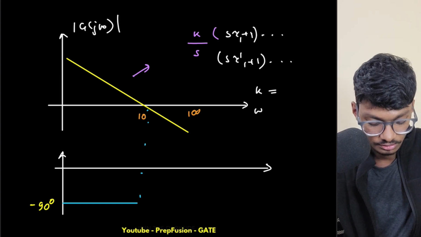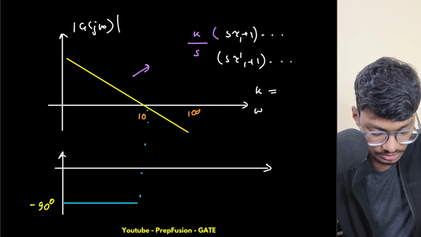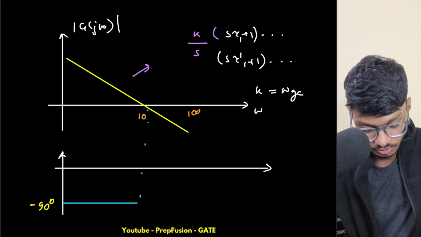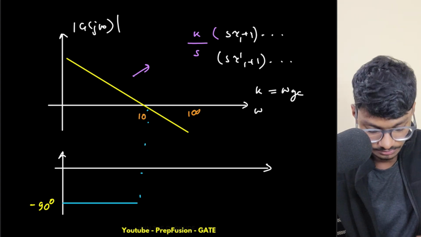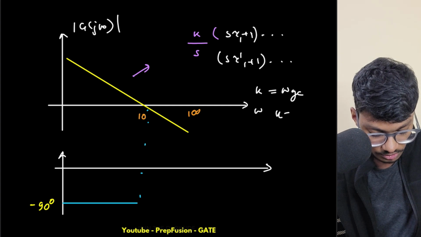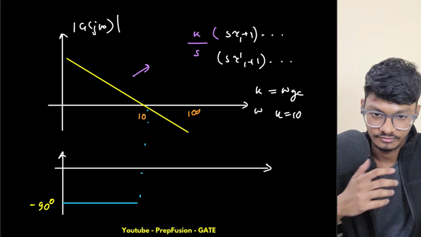If we recall the formula very well, fine, I will show you without the formula as well. So what is without the formula? This is equal to omega gc. Basically k equals omega gc for a type 1 system. Okay, so k is equal to 10 over here. Now you might say, sir, I don't remember the formula. How to solve? How to find the value of k?